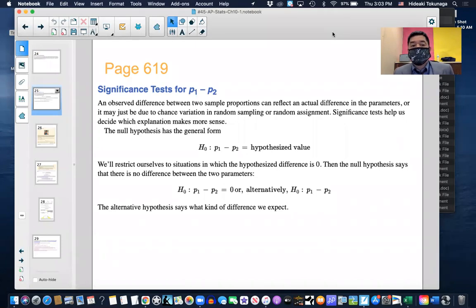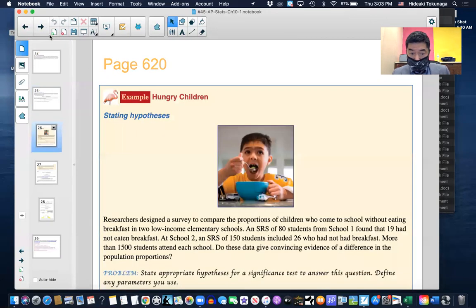So page 619, chapter 10-1, assignment 45, significance test for p1 minus p2. The hypothesis statement has to be from the proportion. That's why there are no hat marks. So p1 minus p2. The null hypothesis is p1 minus p2 is 0, and the alternative hypothesis is p1 minus p2 is not equal to 0.